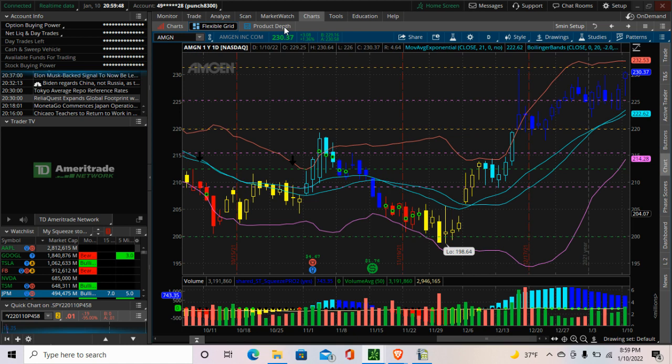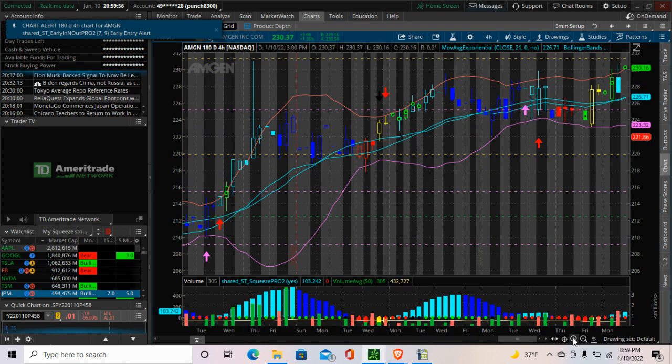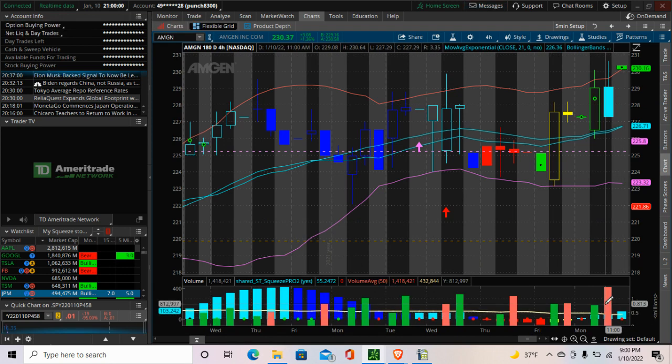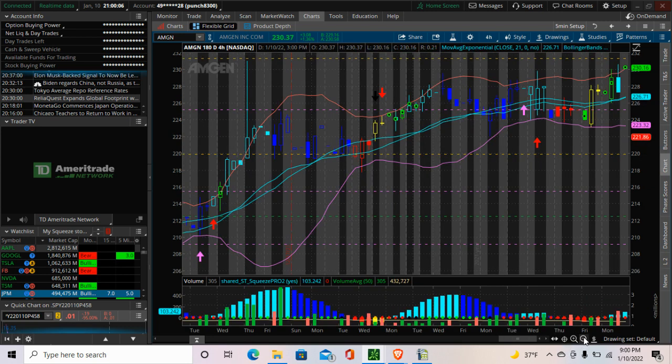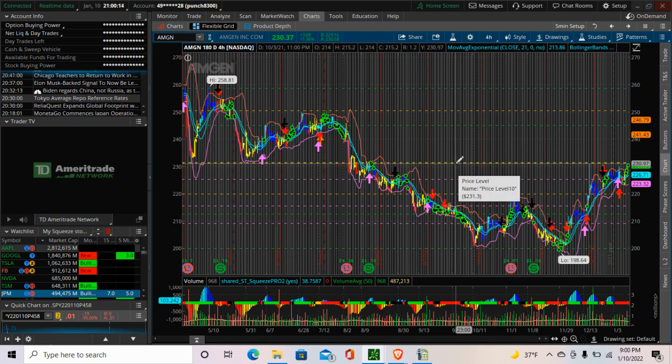If we go to our other chart here, a 4-hour chart, you can see we've got some strength coming in. These little light blue bars mean we've got some buying pressure coming in within the squeeze on a 4-hour chart. So we should have a nice push above there tomorrow. That's what I'm thinking.